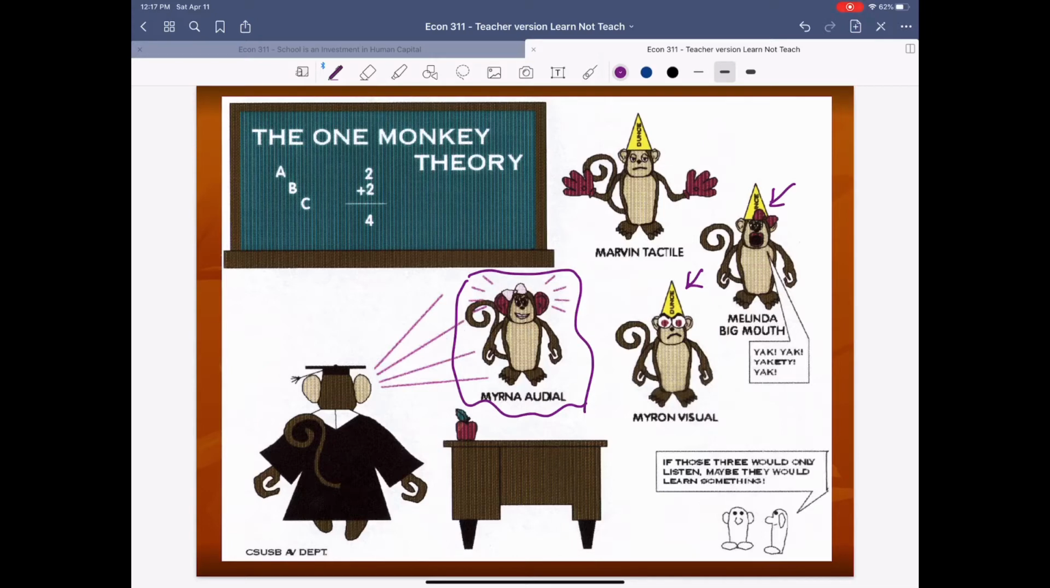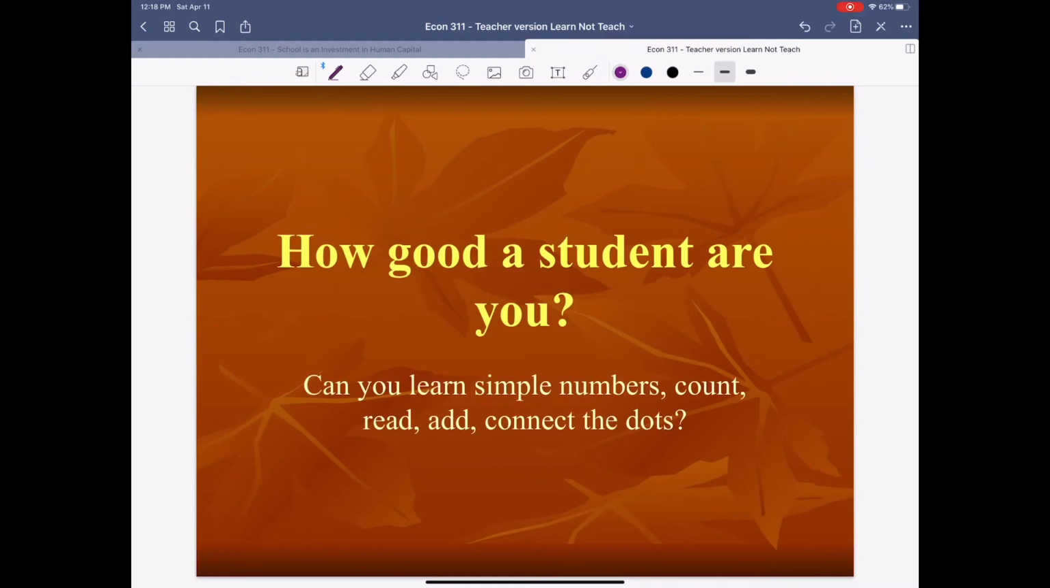So Marvin Tactile might enjoy the simulation where you trade with one another and you learn about the benefits of trade by seeing it and experiencing it. Melinda might benefit from a group discussion about what it all meant. Myron might benefit from visual imagery, infographics, for example, that break down information. And all of this can work together to make you a better teacher, but we want to remember that students learn differently.